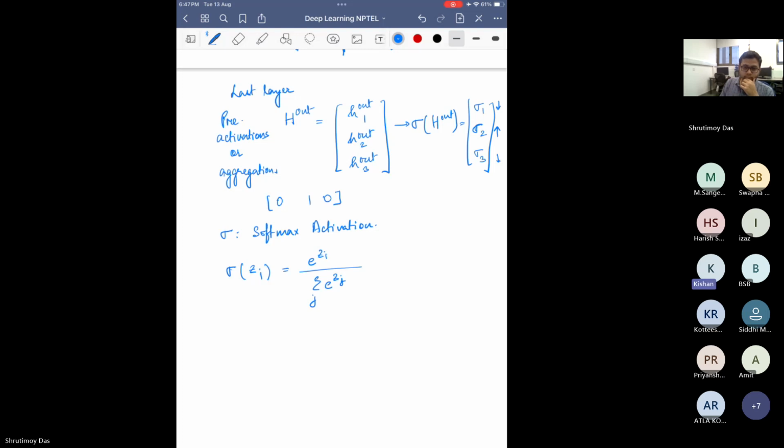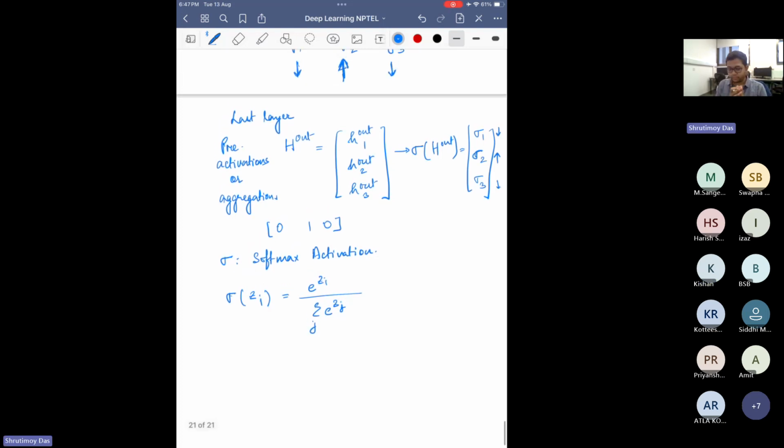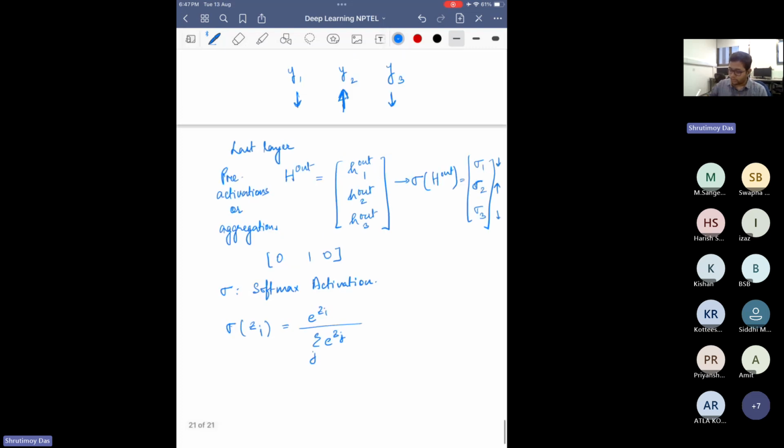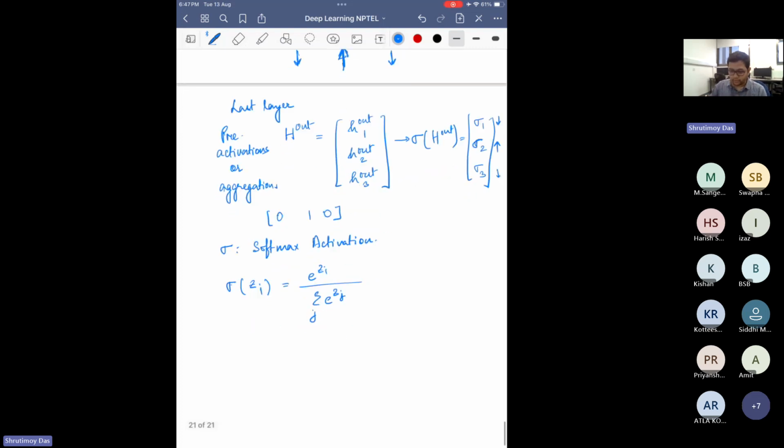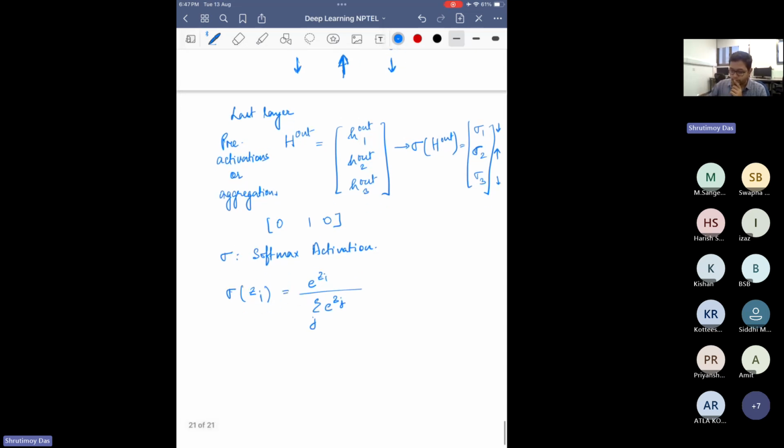Sir, which loss function will we use? So we'll come to that. First of all, I'm just talking about the feed forward algorithm now. So first of all, is this clear? Because we want a distribution over each of the three classes, we'll use this softmax activation.